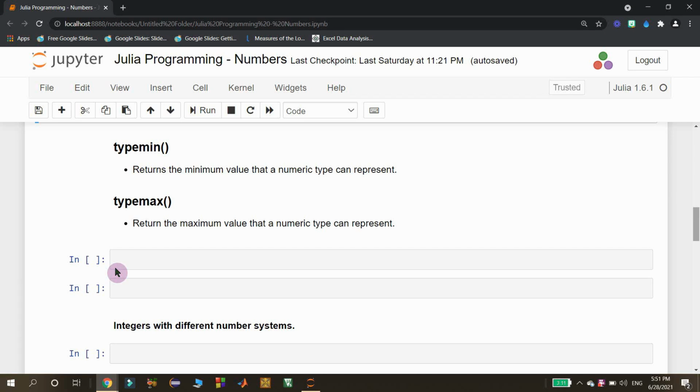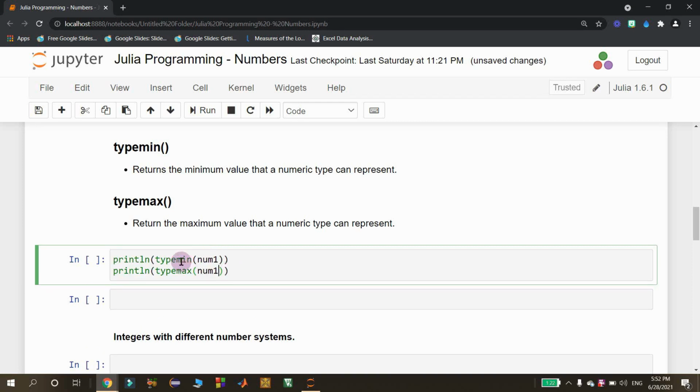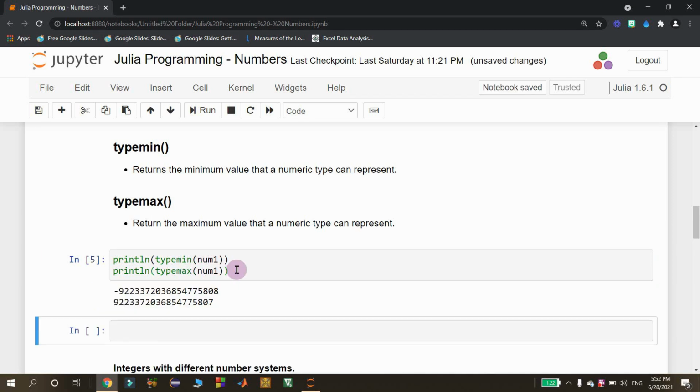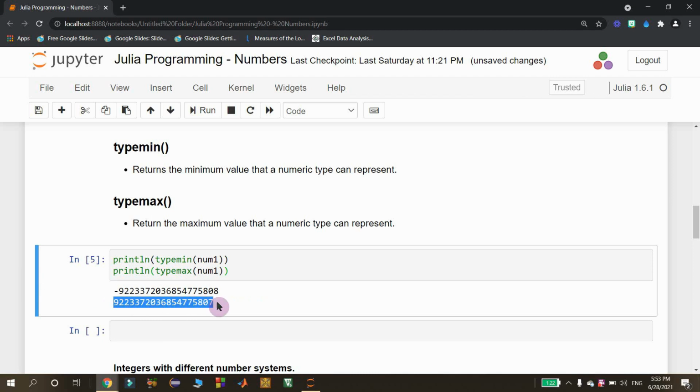Now I am introducing another two built-in functions with Julia, typemin and typemax. Typemin is a function which returns the minimum value that a particular data type can hold, and the typemax returns the maximum value that a particular data type can have. Then I am going to display the minimum value and the maximum value that num1 variable can have. Here typemin of num1 and typemax of num1 I am using. If I run this cell, and this is the minimum value that 64-bit integer can represent, and this is the maximum value that int64 can represent.